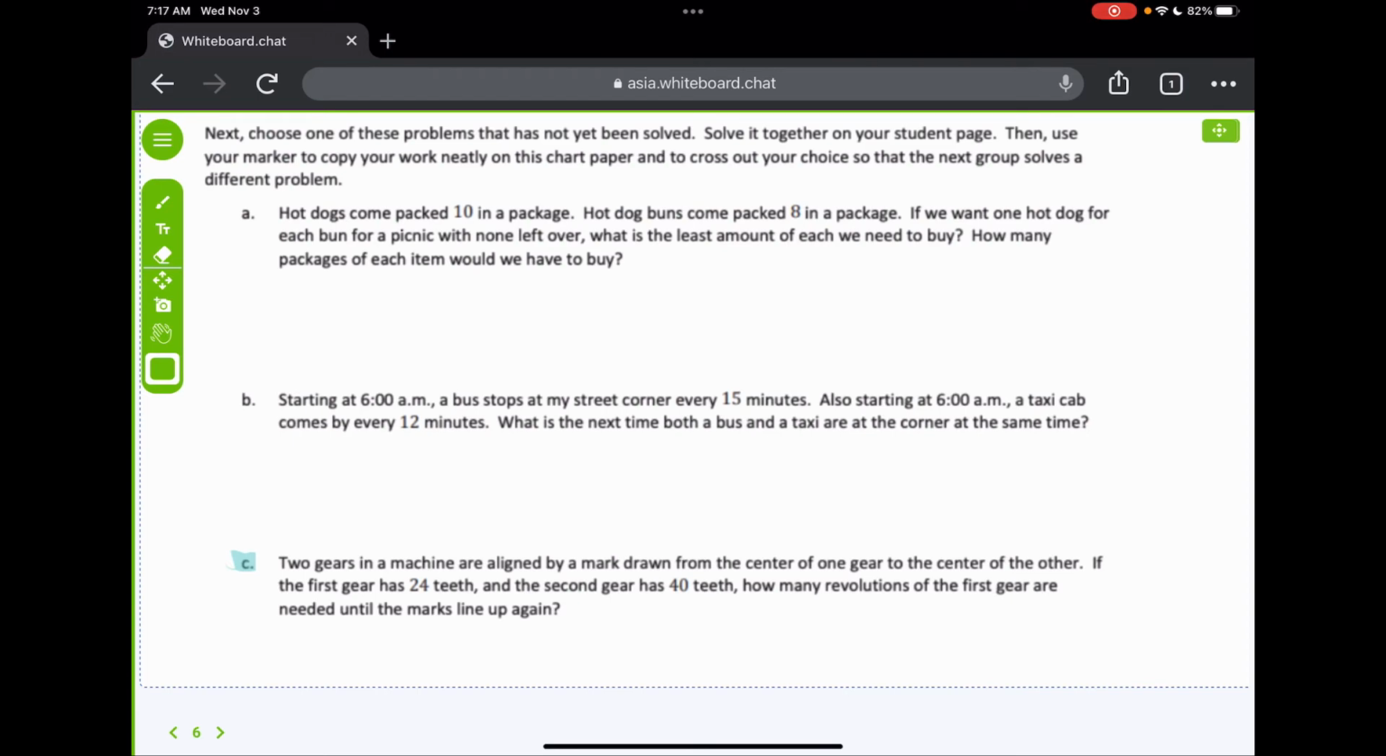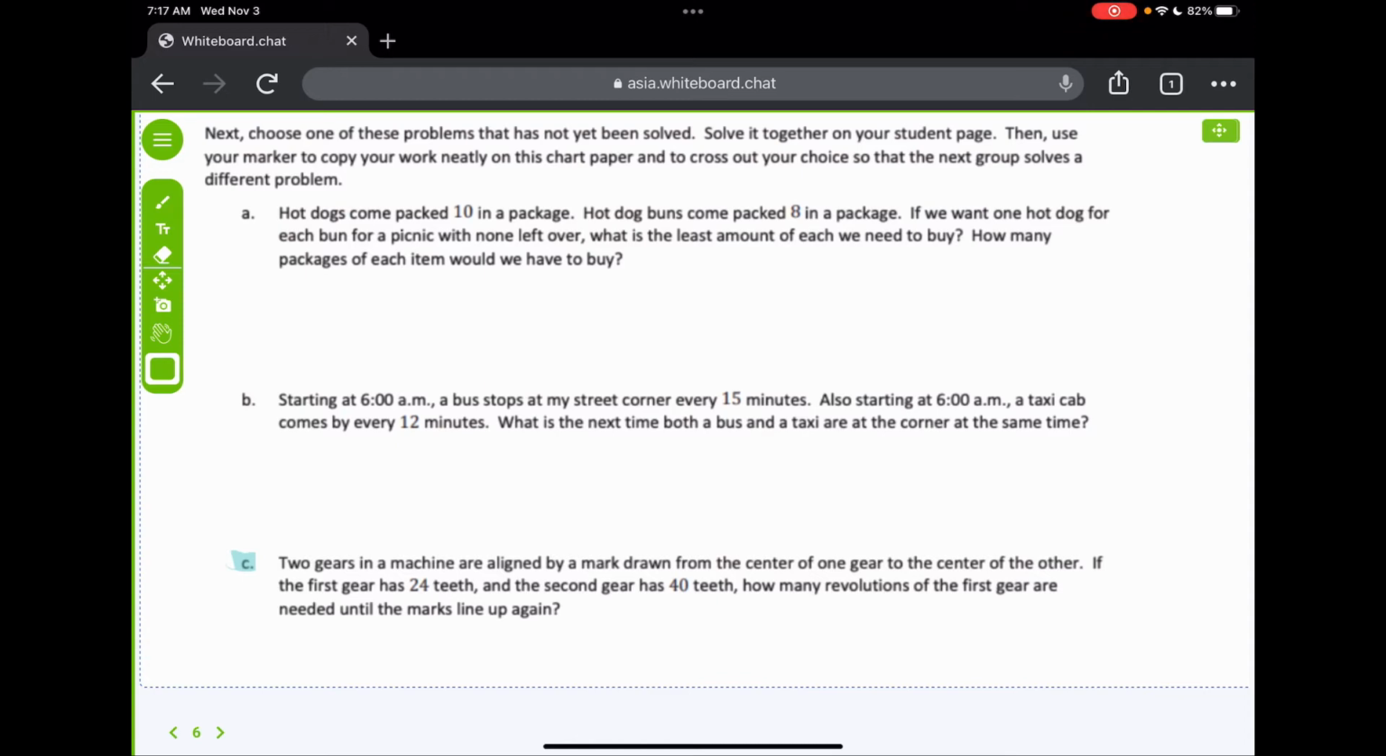Well, it says the same thing. You're going to do C, and I think D and E on the next page. But A says hot dogs come packed 10 in a package. Hot dog buns come packed 8 in a package. Doesn't make any sense, does it? Why would you do that?